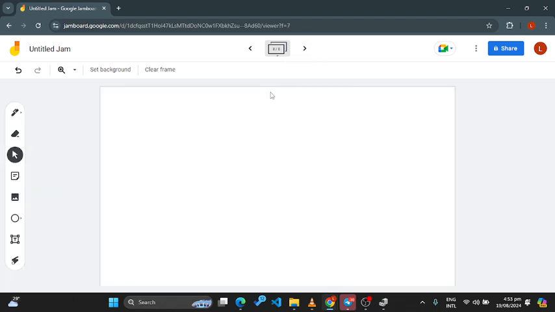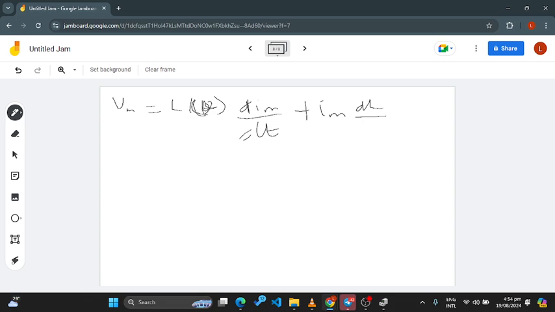Okay, so we saw earlier that Vm is equal to L of theta, the inductance with respect to the position, times dIm/dt, plus Im times dL/dθ times omega. Okay, this is what we got for Vm.